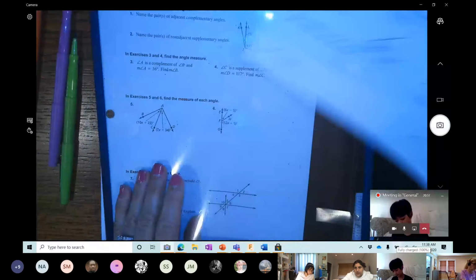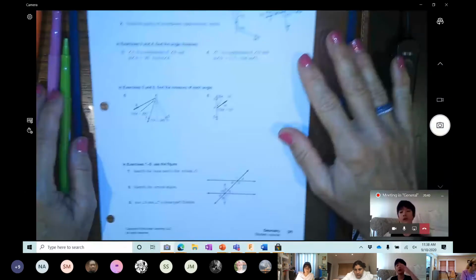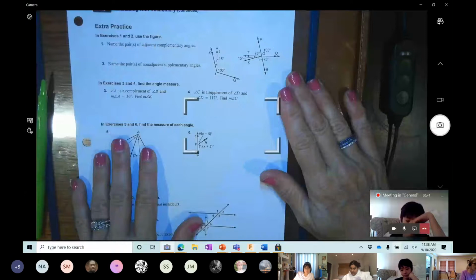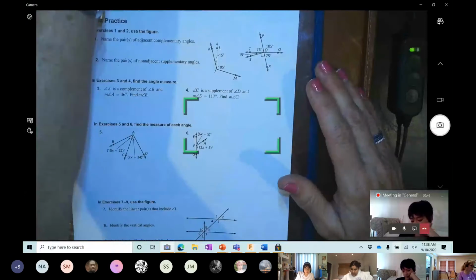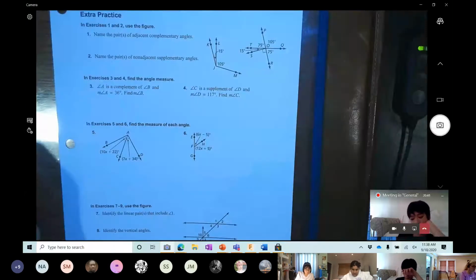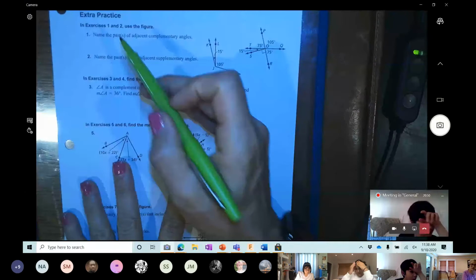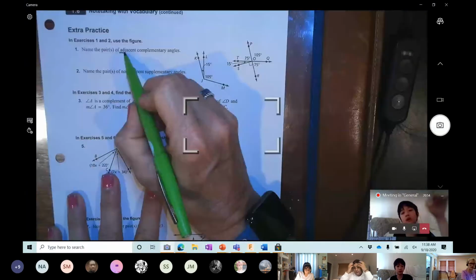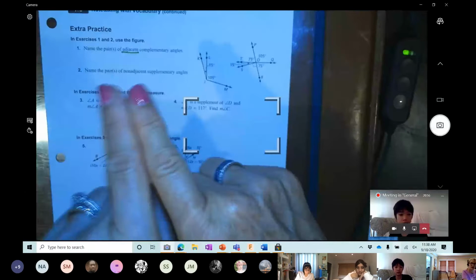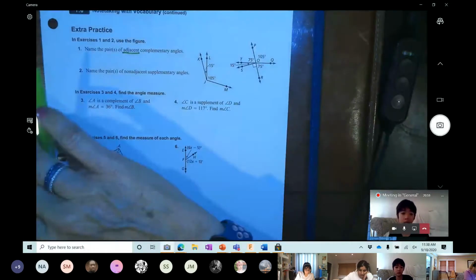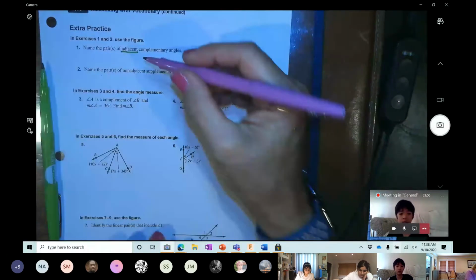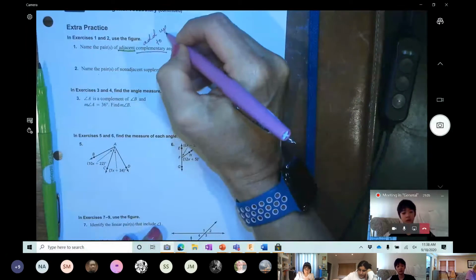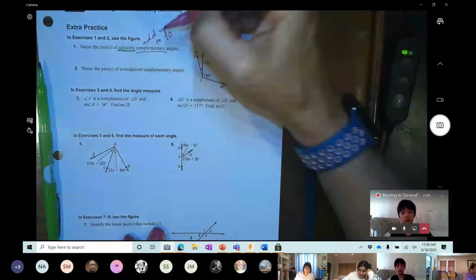All right, great. Now we're going to look at 1.6. And some of these are just identifications. So again, we had vocabulary like adjacent and complementary. So you're going to name pairs here. You've got a picture. Adjacent means right up next to each other. They're sharing a ray. And complementary means two angles that add up to 90 degrees.